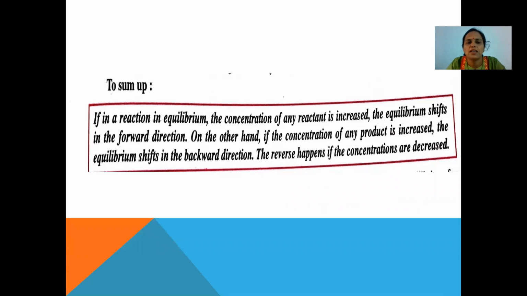So to sum up, if in a reaction at equilibrium the concentration of any reactant is increased, the equilibrium shifts in the forward direction. On the other hand, if the concentration of any product is increased, the equilibrium shifts in the backward direction. The reverse happens if the concentrations are decreased.